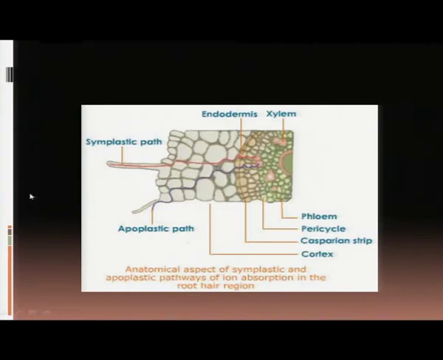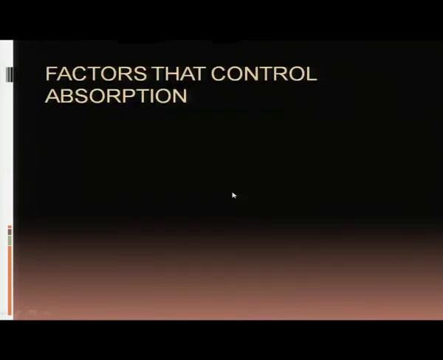So, this was the diagram we had referred to in the earlier session also. This red line shows the symplastic pathway where the water is being taken through the cells, through the cytoplasm and the plasmodesmata, and this blue line shows the apoplastic pathway through the cell walls only. And here in the endodermis we can see the presence of Casparian strips, and because of this Casparian strip the water can no longer move through the walls only.